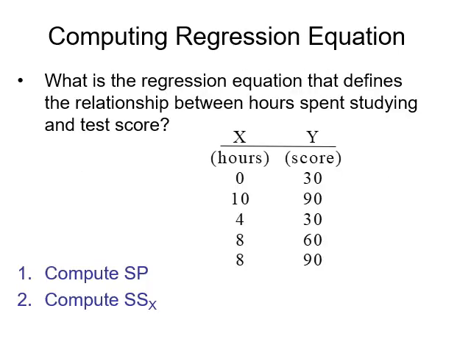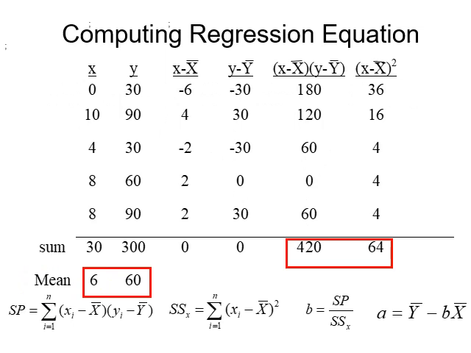So let's go through the computations again. So we're computing the regression equation. What is the regression equation that defines the relationship between hours spent studying and test scores? So we're back to those same old scores that we had before, and we're going to calculate, again, the sums of products and the sums of squares x to move forward. So again, this should look familiar from last week's lecture. We have our individual scores on x, our predictor, our individual scores on y. We're going to sum those and divide it by the number of scores that we had to get our mean for x and our mean for y. In this case, the mean for x is 6, the mean for y is 60.